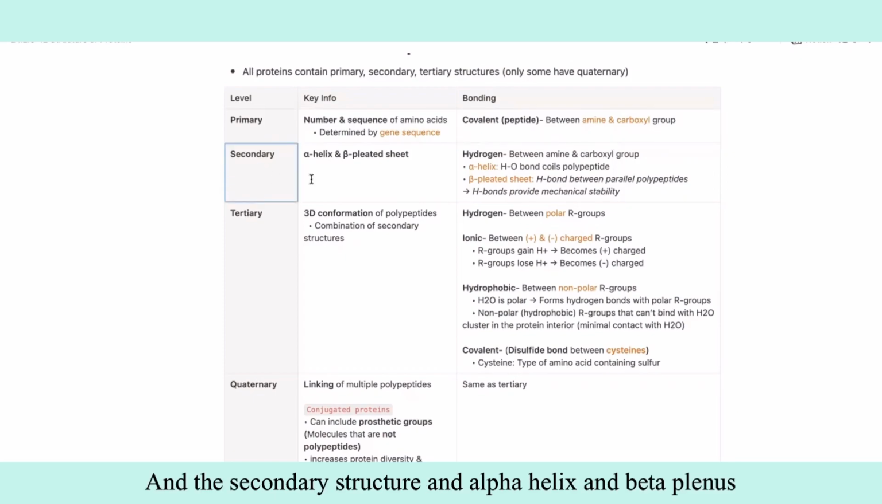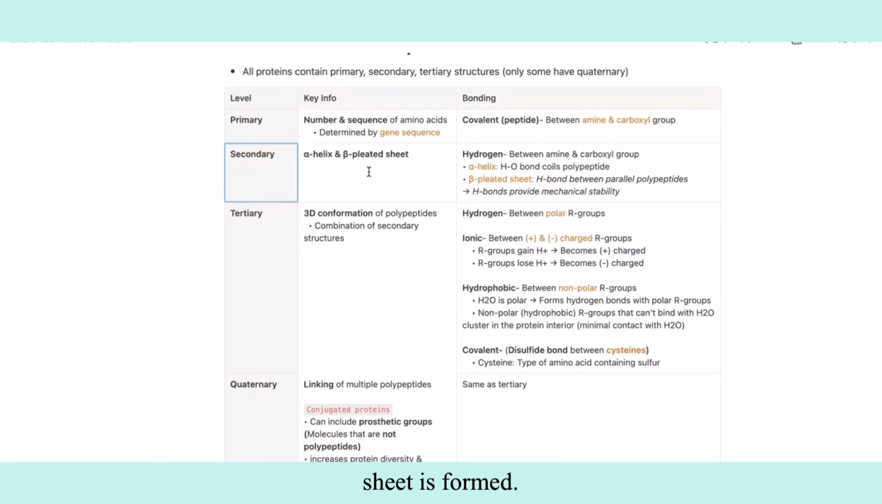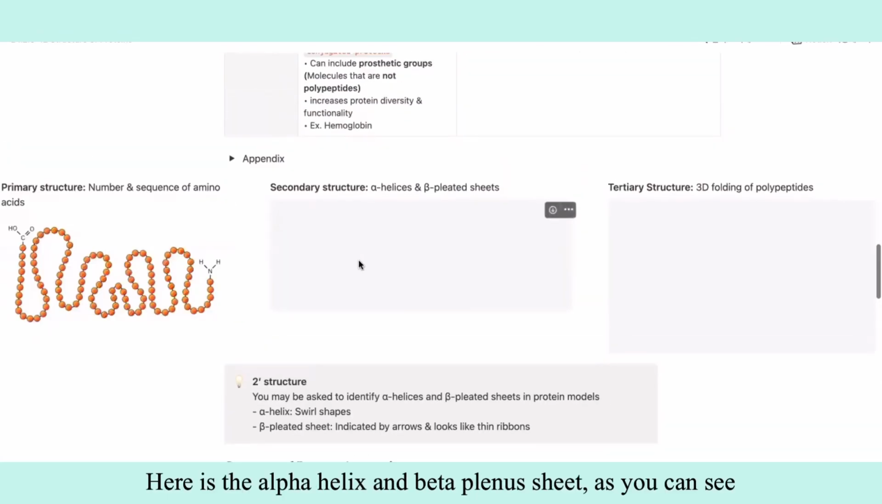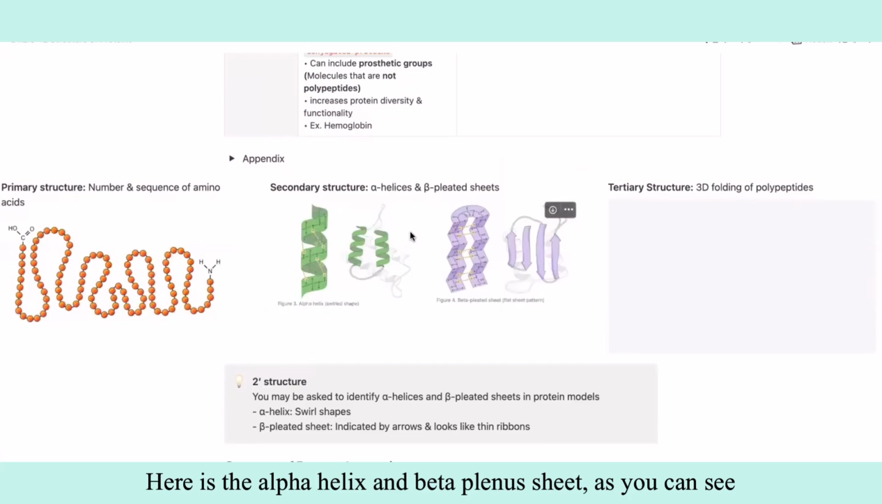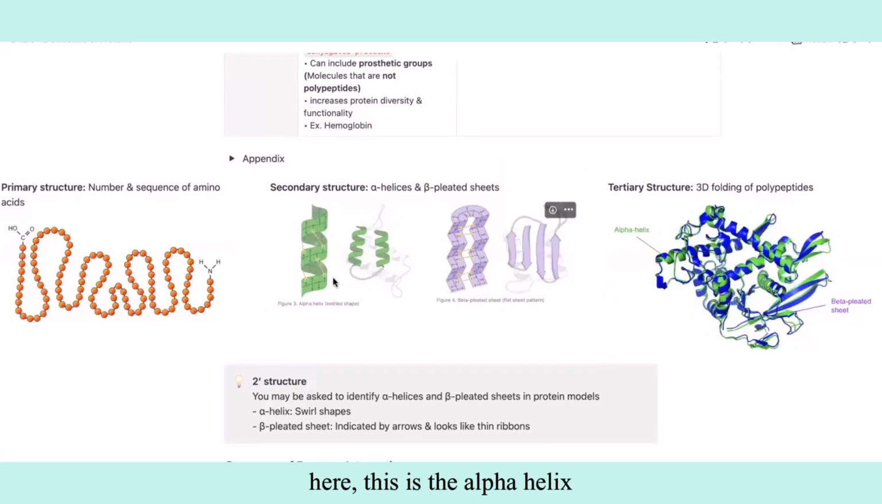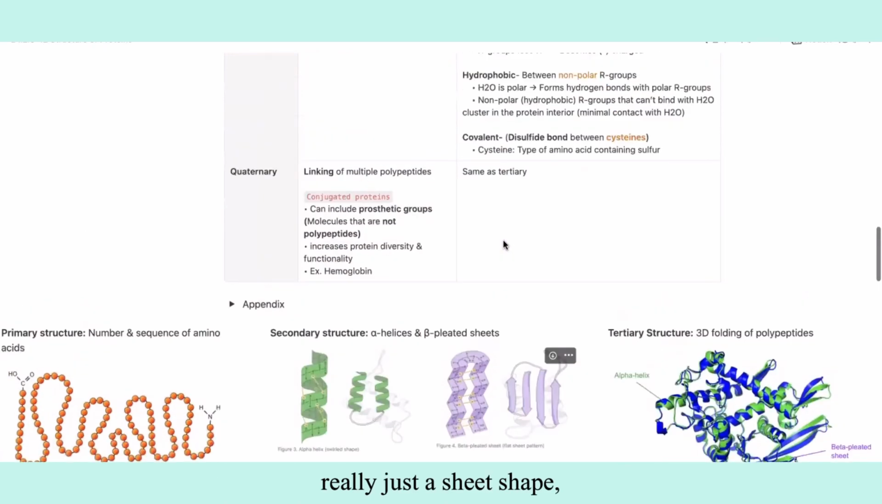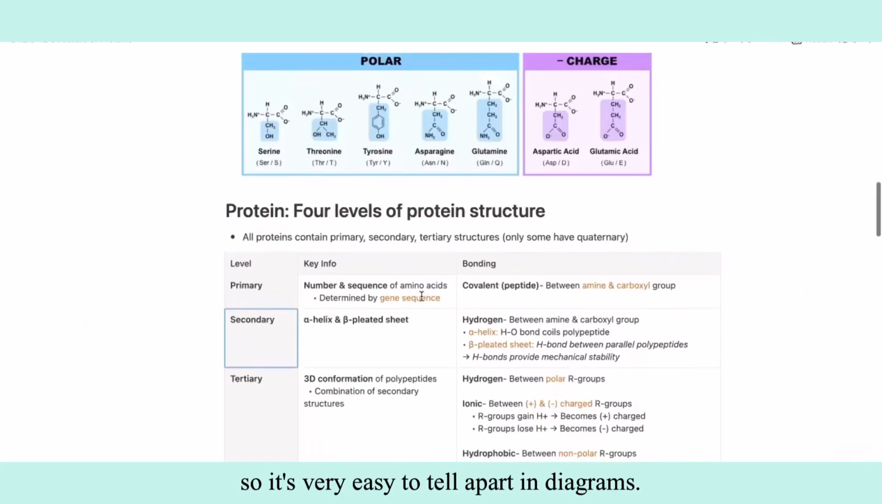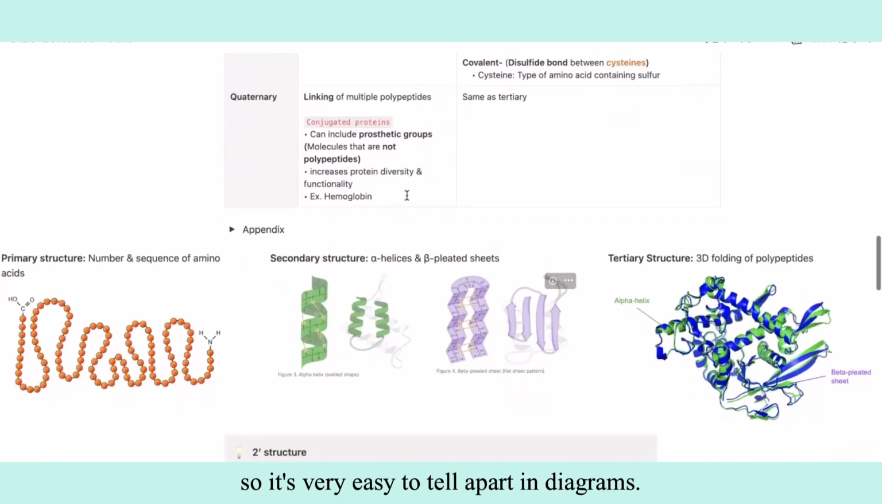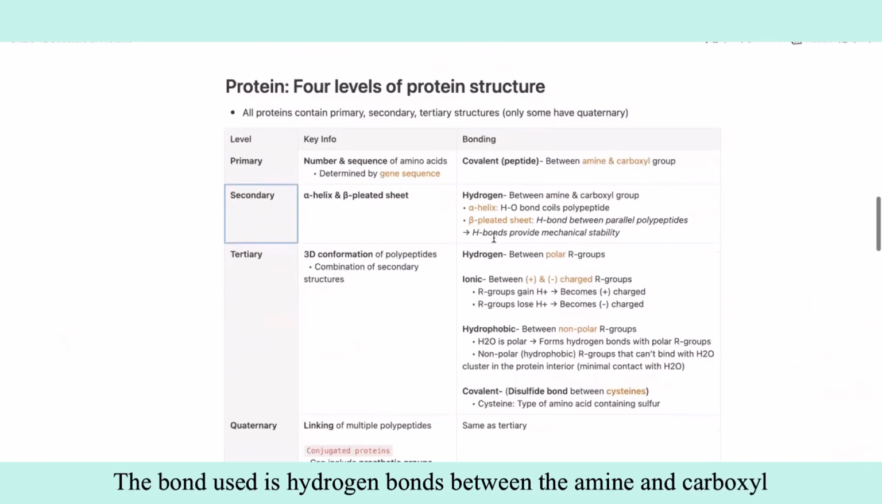In the secondary structure, an alpha helix and beta pleated sheet are formed. Here are the alpha helix and beta pleated sheets. As you can see here, this is the alpha helix in a swirl shape, and the beta pleated sheet is basically just a sheet shape. So it's very easy to tell apart in diagrams. The bond used is hydrogen bonds between the amine and carboxyl group.